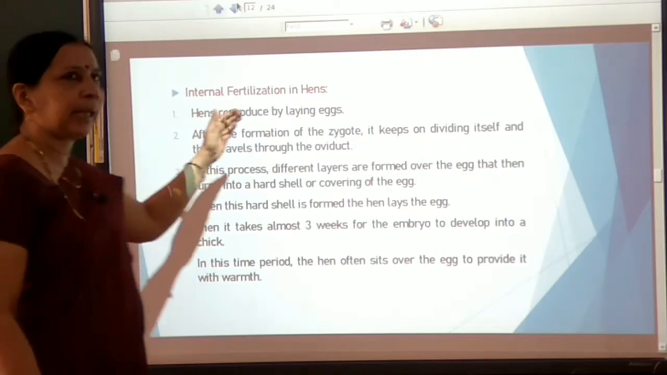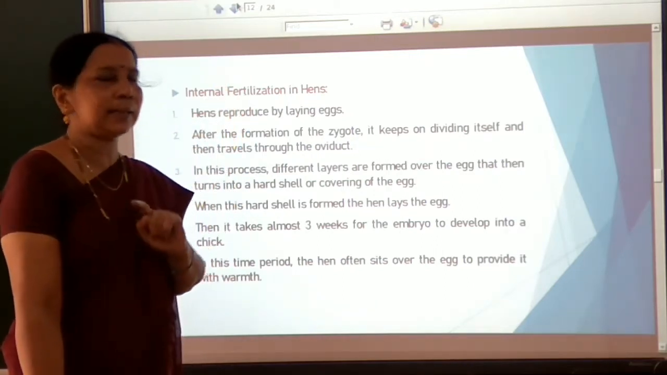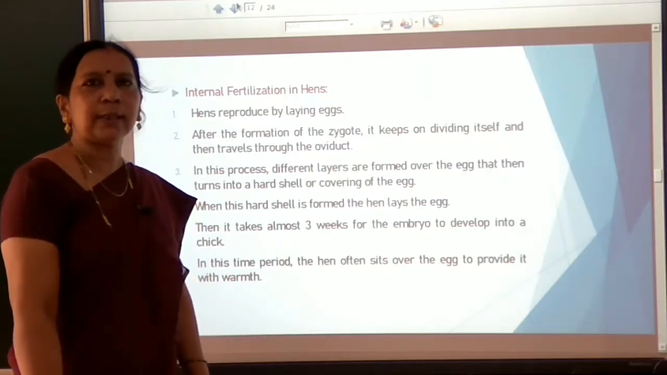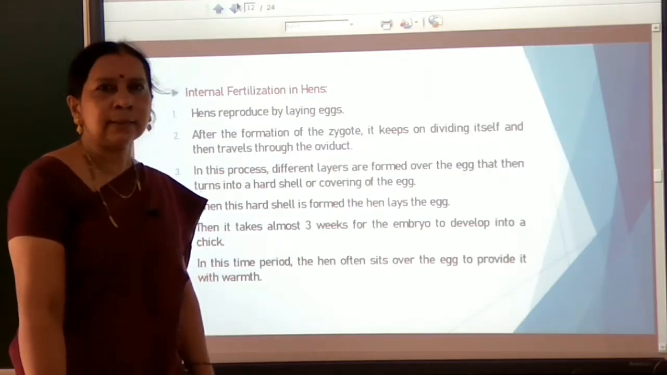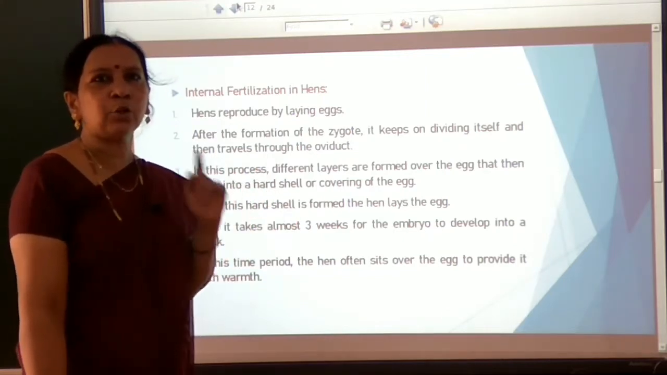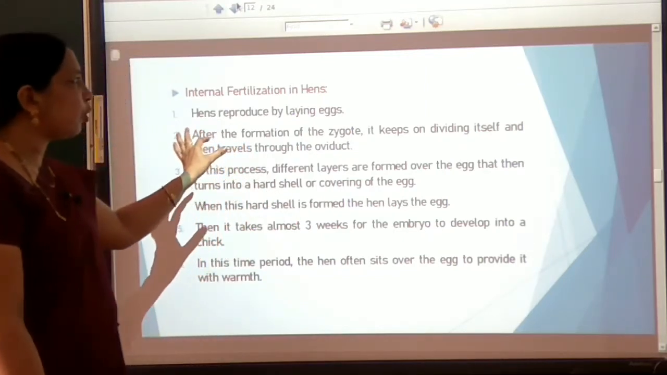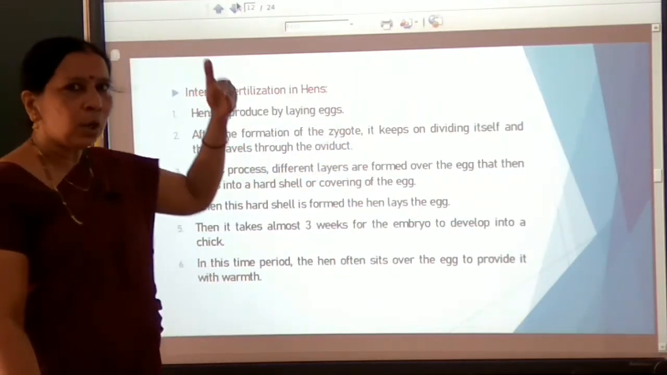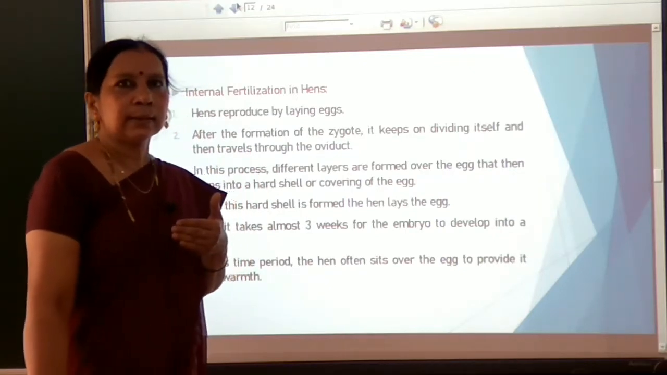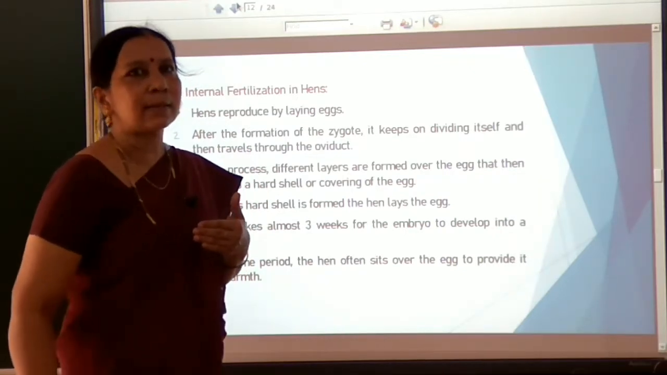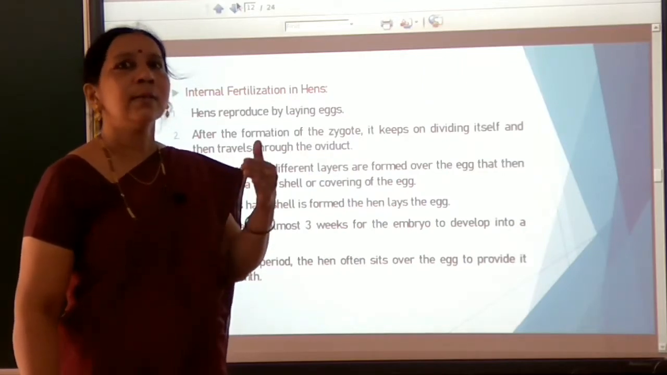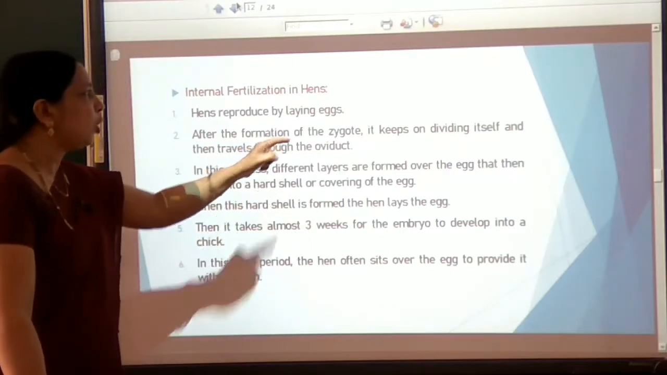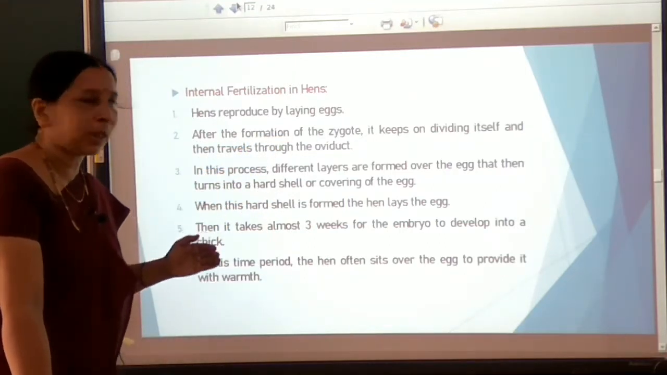So what happens here? Hens reproduce by laying eggs. After the formation of the zygote, internal fertilization takes place in hens. Sperm fuses with the egg to form zygote. This zygote divides repeatedly and then travels through the oviduct. The zygote produced as a result of internal fertilization starts dividing repeatedly and travels through the oviduct. At this stage, what happens?